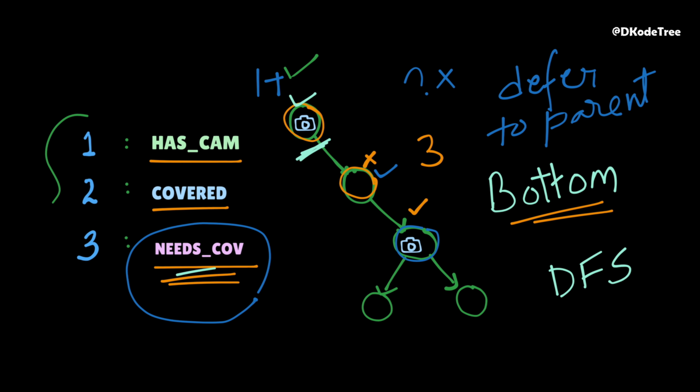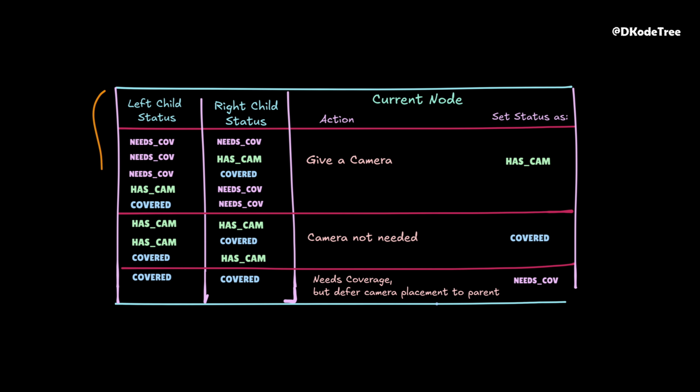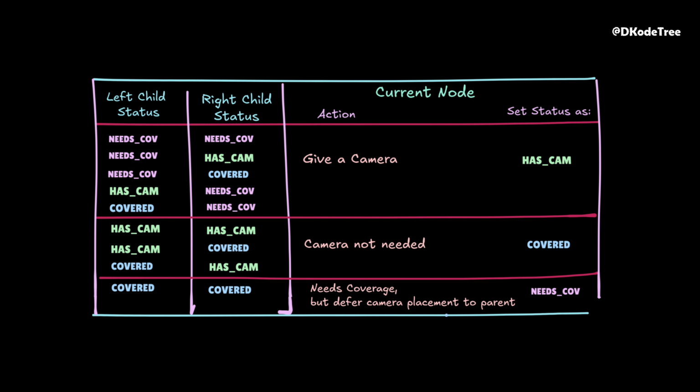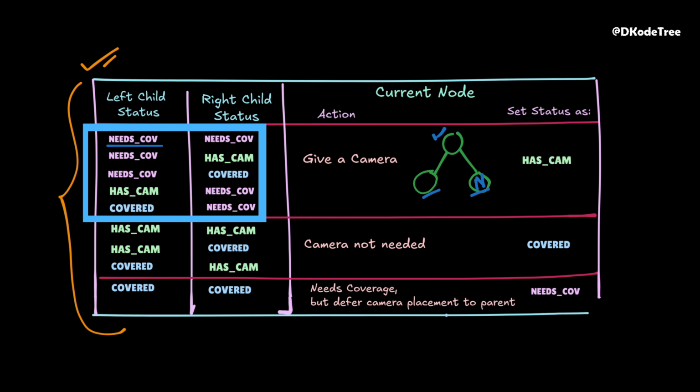Now let's quickly see how we will assign the states at each node. I have added a decision table which shows all the possible combinations of states for the left and right child. You don't necessarily need to come up with the entire table to solve this problem, but this will help you to understand the different cases better. When we traverse a node in post order, we use the status of its left and right child to determine the status of the current node. Suppose we have 3 nodes and this is the current node. So if any of the left or right child needs coverage, that is, here you can see that in all these 5 combinations, at least one of the left or right child has their status as needs coverage.